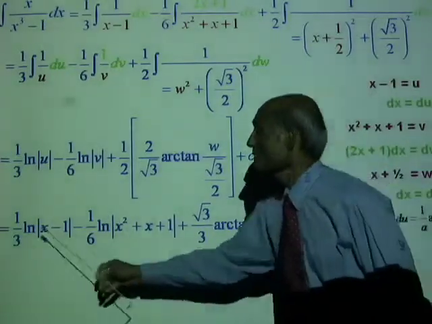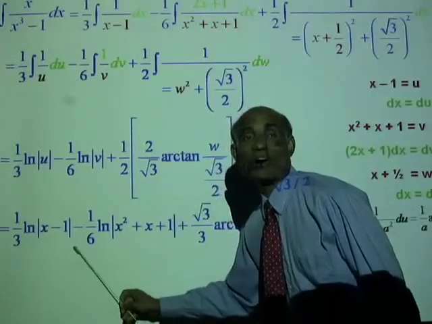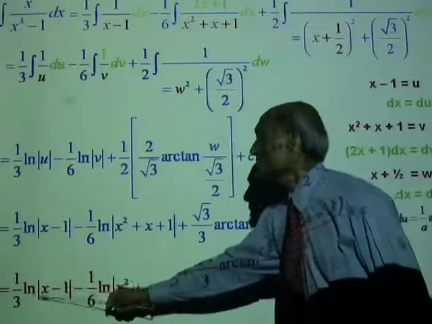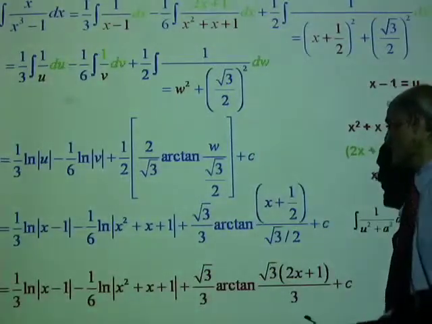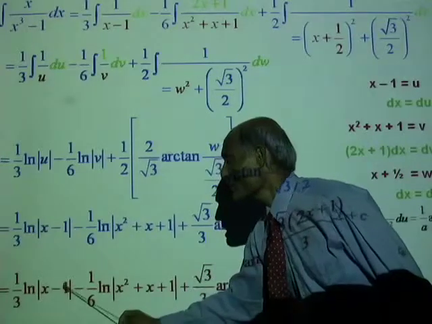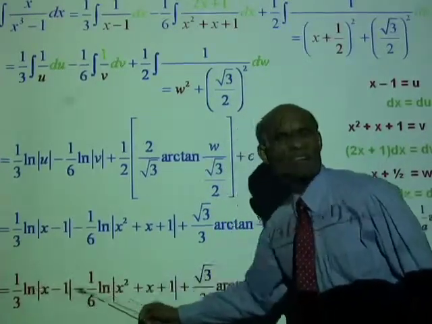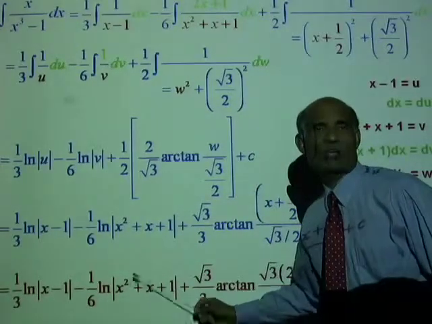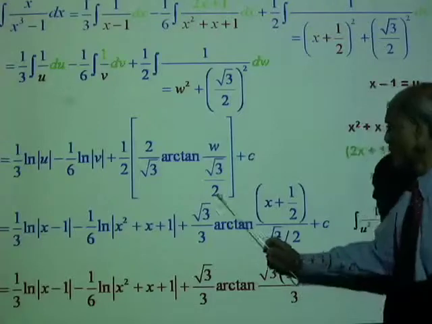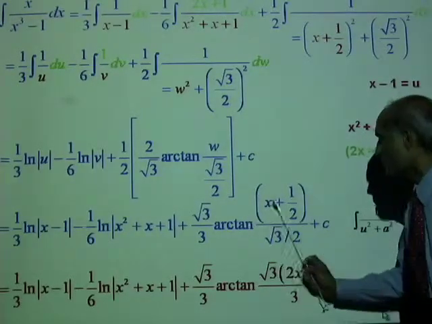And one more thing, 1/3 ln |x minus 1| is ln of (x minus 1) to the power of 3. Is that right? But we can make that change in there. This can be written as ln (x minus 1) to the power of 1/3. Well, I think it is better left like this, rather than raising it to the power of 1/3 and 1/6.